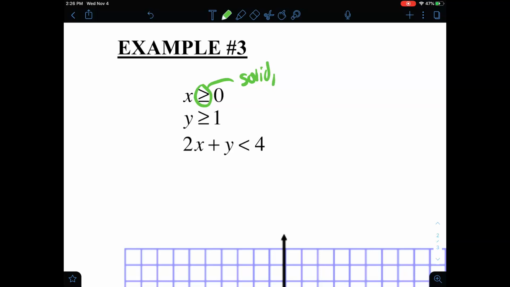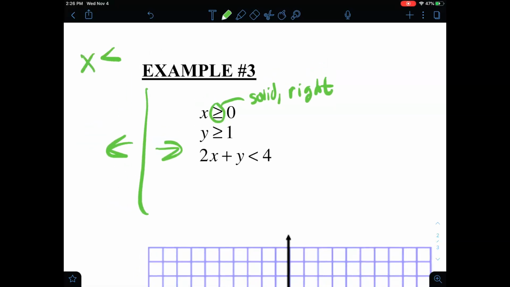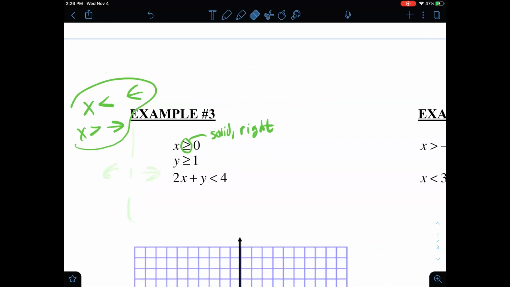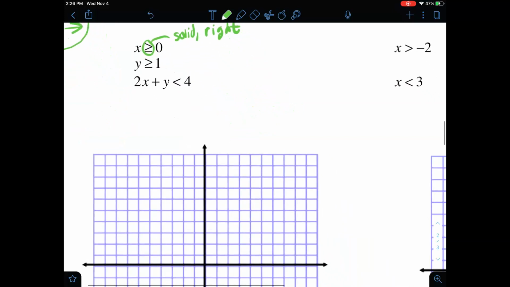x is equal to 0 would be a vertical line through 0. Remember HOY-VUX? We've got to remember HOY-VUX. This is going to be solid and shaded to the right. Because it's a vertical line, we're either going to shade to the right or to the left. If we have x is less than, that's shaded to the left, and if it's x is greater than, it's going to be shaded to the right. Just keep that in mind with HOY-VUX. So we have solid and shaded to the right.